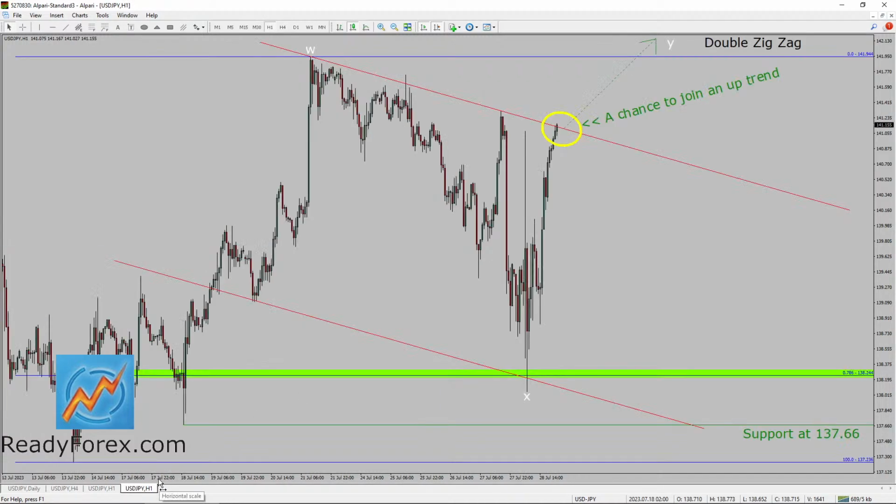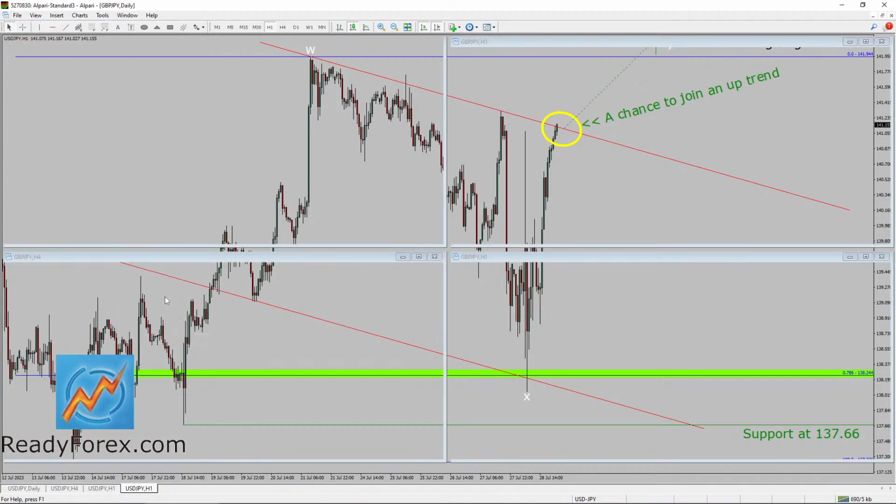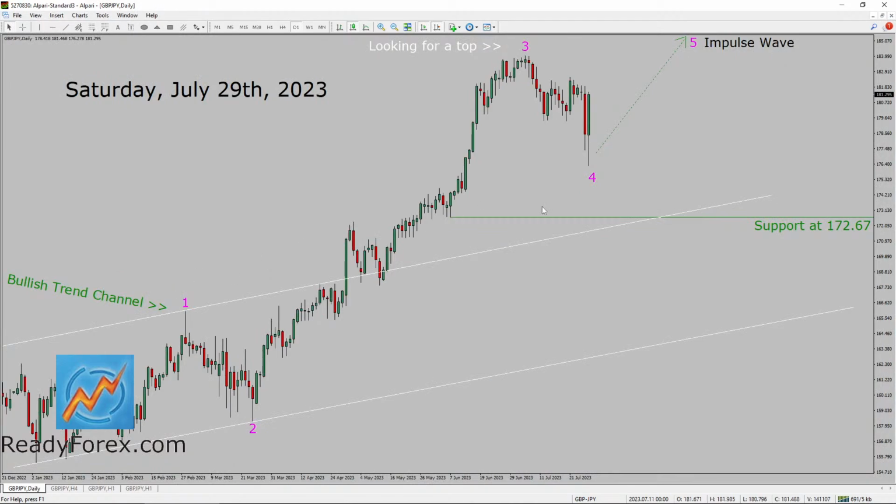So if you take a look at 1-hour time frame, as far as the trading is concerned, a good idea is to look for a possible buy trading chance with a breakout. If there is no breakout, then obviously there is no trade. Simple as that. Let's take a look at pound yen currency pair, GBPJPY currency pair, daily time frame.